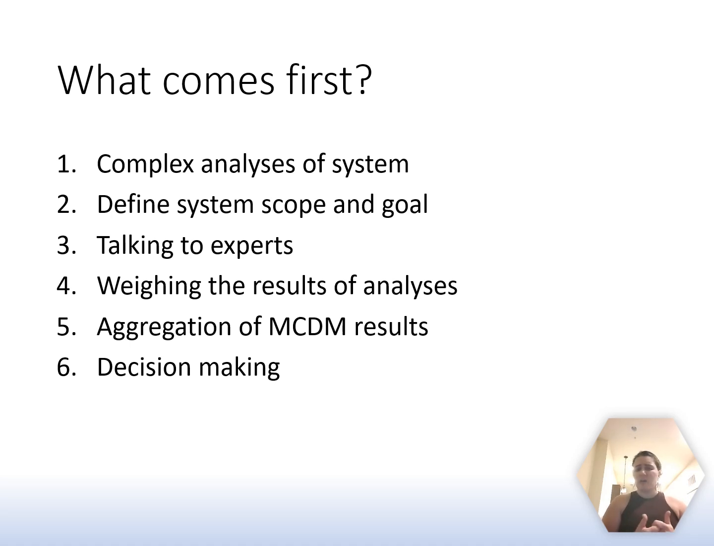We do a lot of talking to experts, right? We do a lot of weighing the results, we aggregate the results, and then we make decisions. So basically, we start out with all of these analyses that we've done. We want to figure out something based on those analyses. We have a question that we want to ask of those analyses. We go and we talk to people about this and get their opinions, and based on their opinions, we weigh all of our different results. We aggregate our numbers at the end of the day and make a decision. And that's multi-criteria decision making.